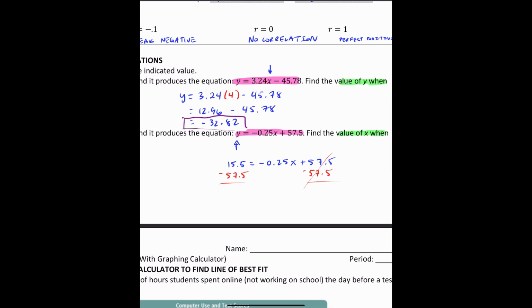15.5 minus 57.5. That's negative 42 equals negative 0.25x. And then I'm going to divide both sides by negative 0.25. So I'm left with x equals negative 42 divided by negative 0.25. We know that a negative divided by a negative cancels, so 42 divided by 0.25 is 168. So that is your answer.